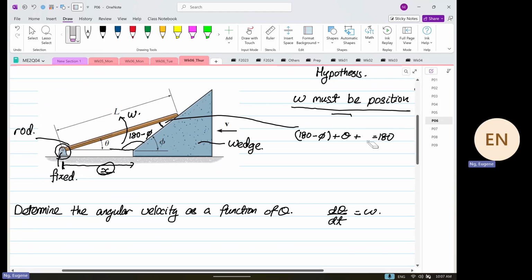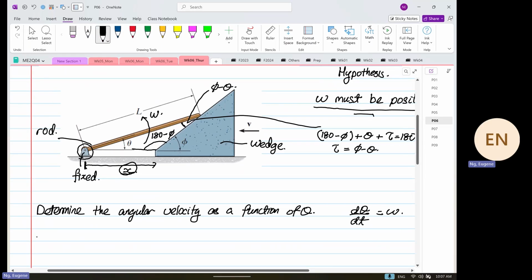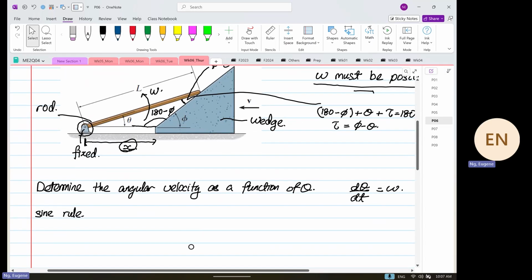Alpha is not a good alphabet. Tau. Okay, I call it tau. So tau is equal to what? Pi minus theta. So we know that this angle over here is pi minus theta. So we are going to use the sine rule.